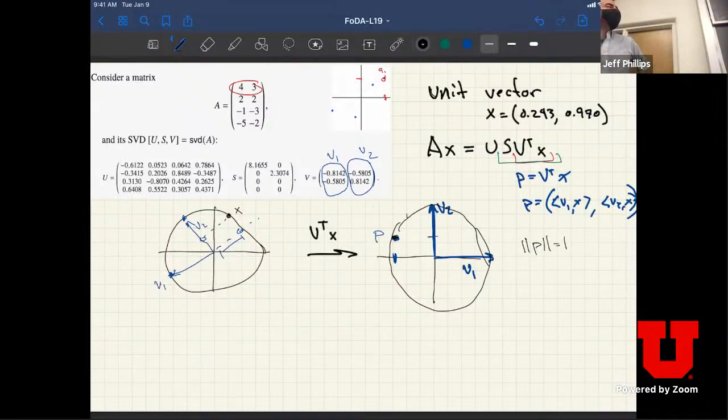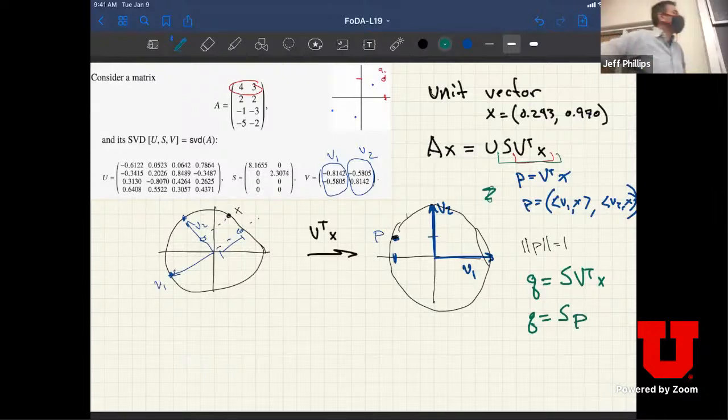Okay, good. So this is what I get for this point P by just V transpose X. Now I want to see what happens if I go the next step and I get a point Q, which is going to be S times V transpose X, and Q is also going to be S times P. Okay, so I'm going to get another point here, Q, which is multiplying by this S matrix.